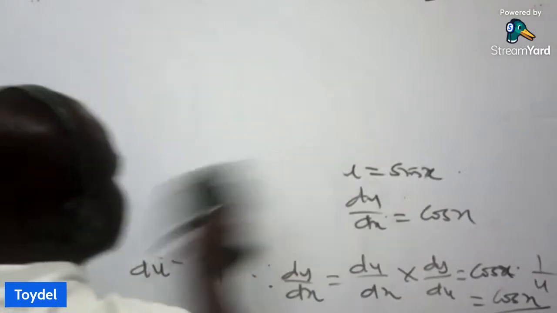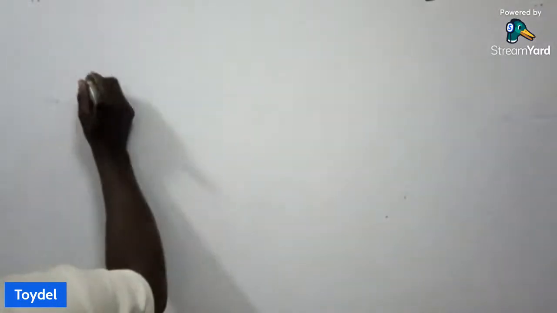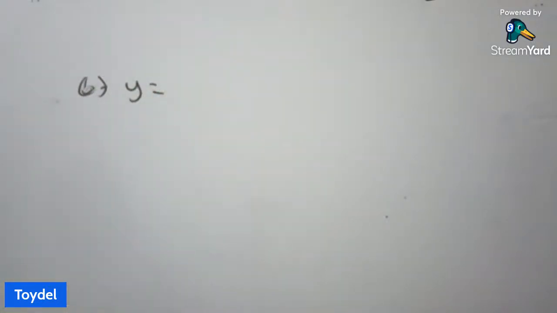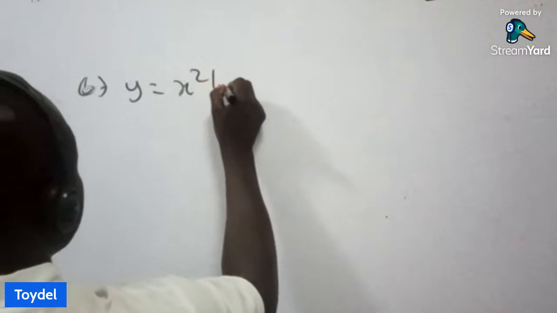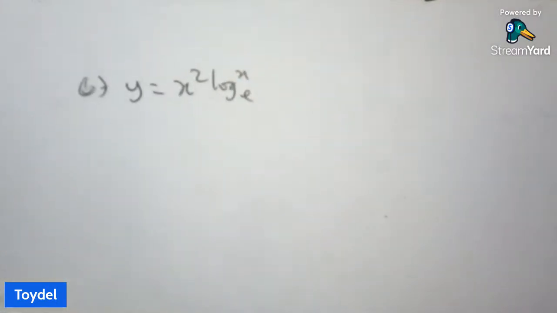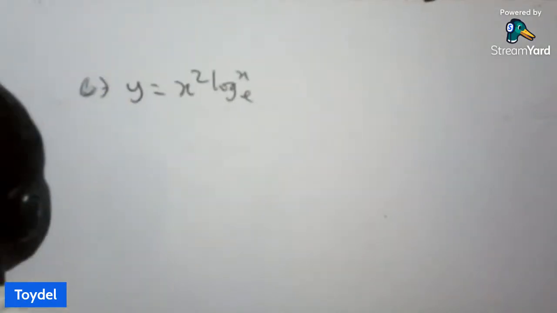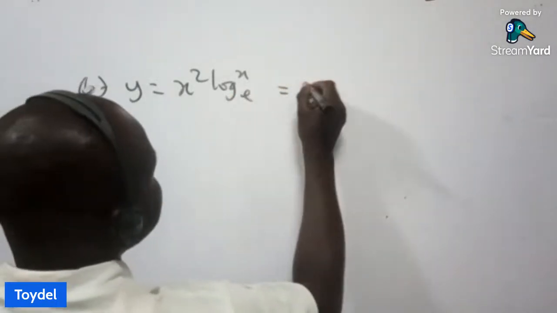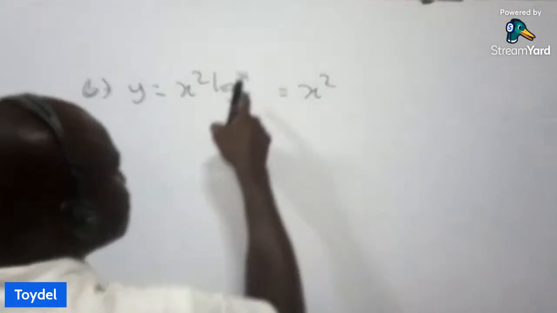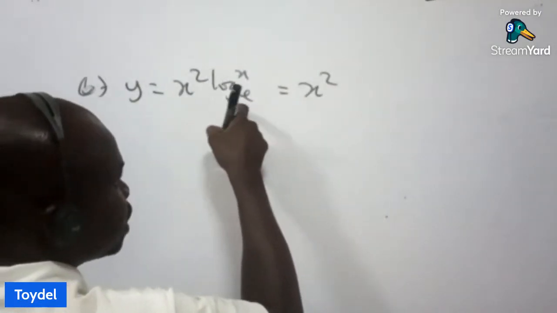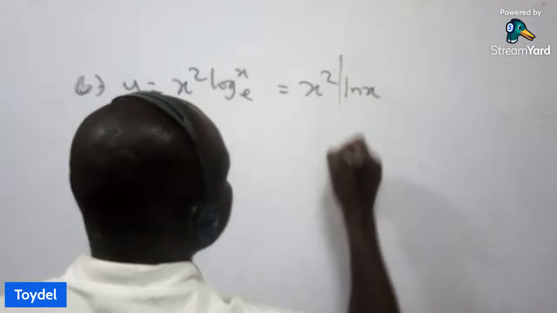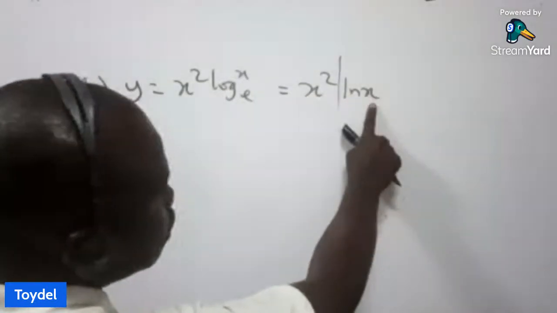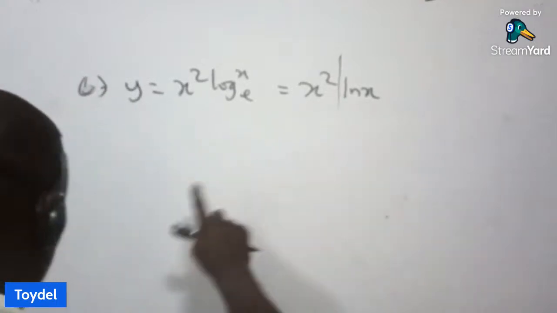So we go ahead and do the second example, example 1b, where we have y equal to x squared log x to base e. This is the same thing as y equal to x squared ln x. When it's natural logarithm, log e is the same thing as ln x. So this is the product of two functions: a polynomial function and a logarithmic function.